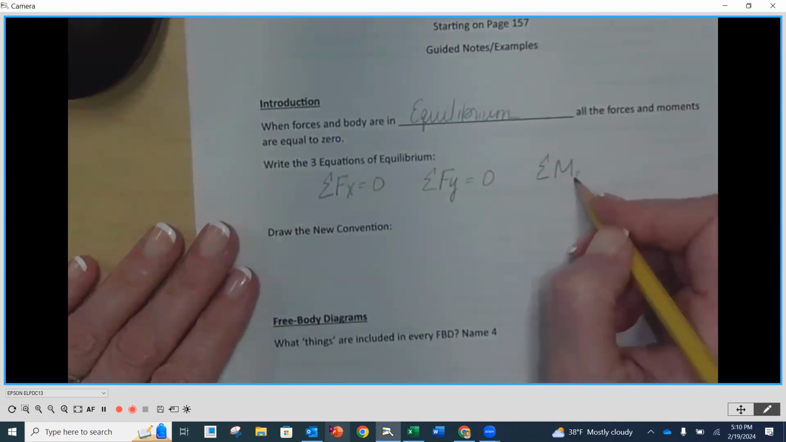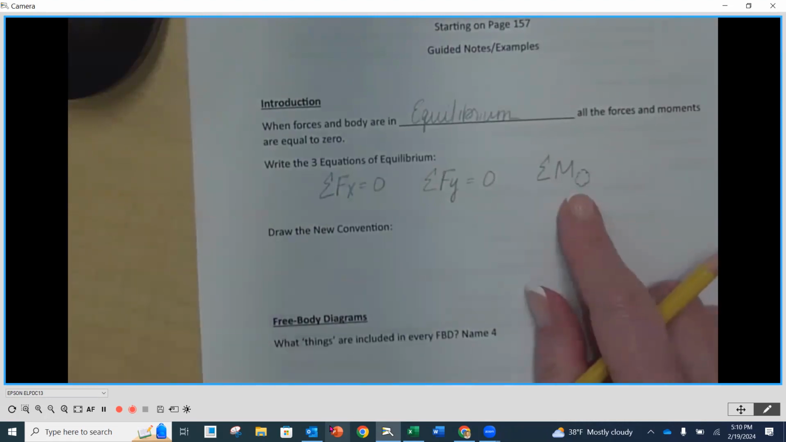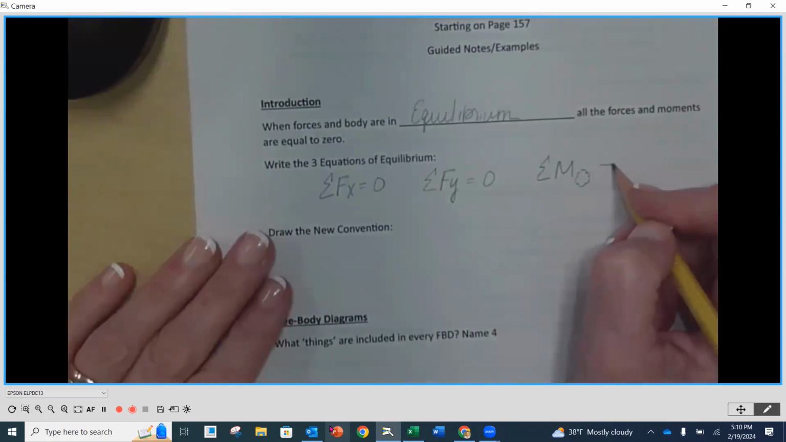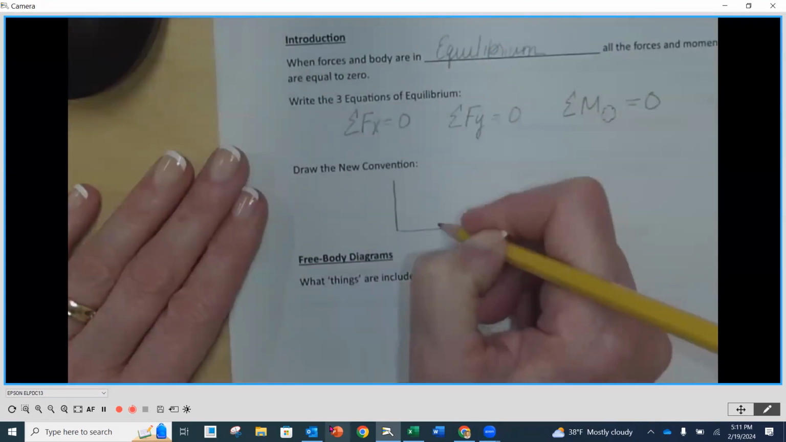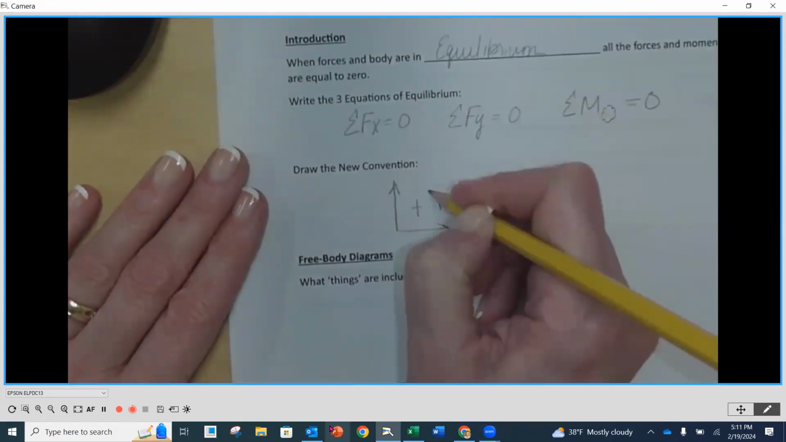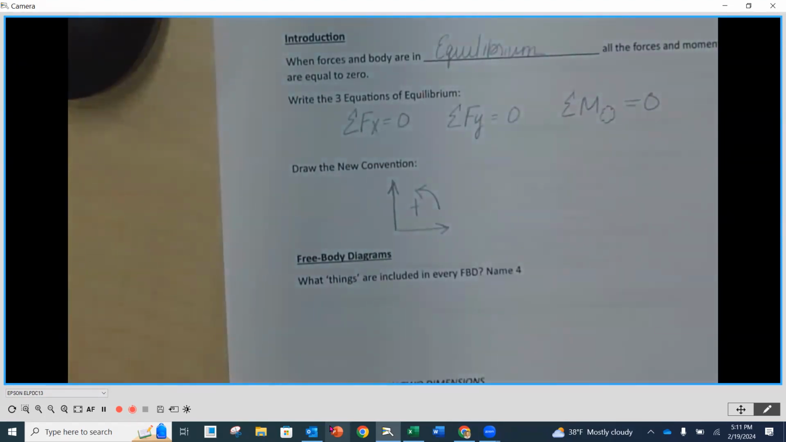And I'm going to put this little cloud right here. That means that we have to fill that in to identify where we're summing our moments around. And we're going to set those equal to 0 as well, okay? Now, we called it the new convention in module 4, but it's really no longer a new convention. It's a complete convention. And that convention is going to continue to be positive going to the right and up for forces. And then counterclockwise rotations generated in our moments are going to be positive as well.